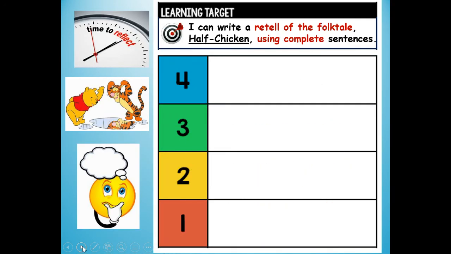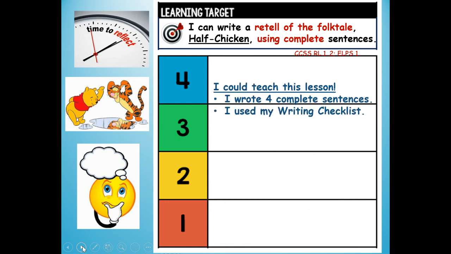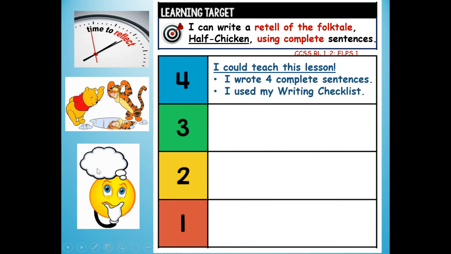All right, at the top of your paper, I want you to reflect on your learning. How well did you hit our learning target? I can write a retell of the folktale Half Chicken using complete sentences. How do you think you did? Would you give yourself a 4? I could teach this lesson. I wrote 4 complete sentences and I used my writing checklist.